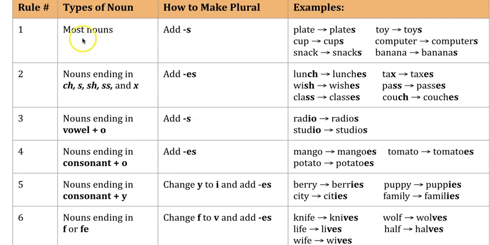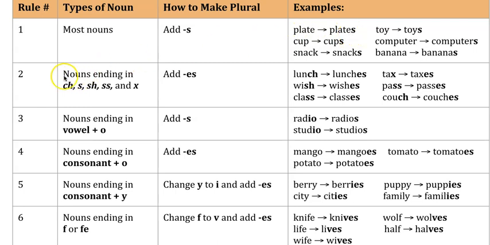The first rule is that most nouns will just need an S. For example, plate changes to plates. You see that there's already an E here, so that means that I only add an S. I don't add another E, only S. Plates. Cup, cups. Snack, snacks. Toy, toys. Computer, computers. Banana, bananas. All of them here, I'm showing you the singular and the plural form.